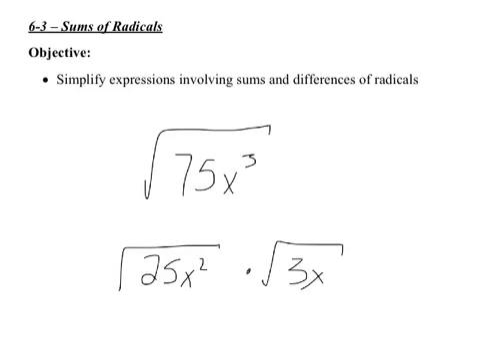Okay, again, why do I do that? So that the left-hand side has a perfect square, right? And now when I reduce that, it simply becomes 5, and this is going to be an absolute value of x, times root 3x.